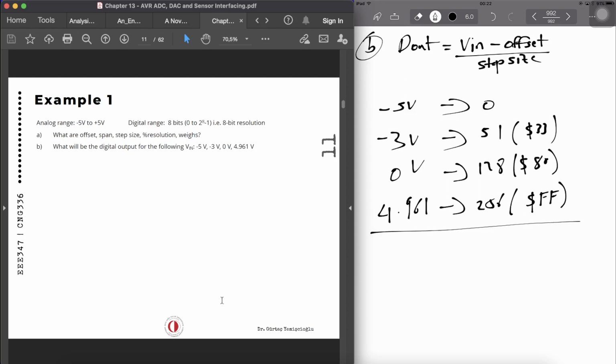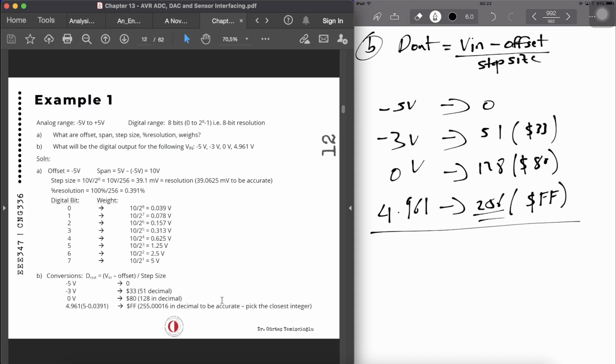So we are actually picking the closest integer to make it accurate, because this is 255.000016, so we get it as 256. Okay, so you can find the answers over here as well.